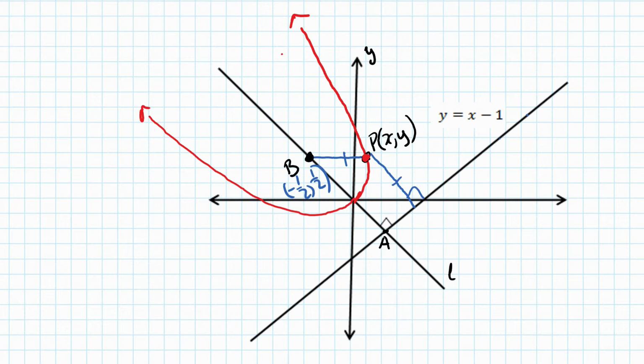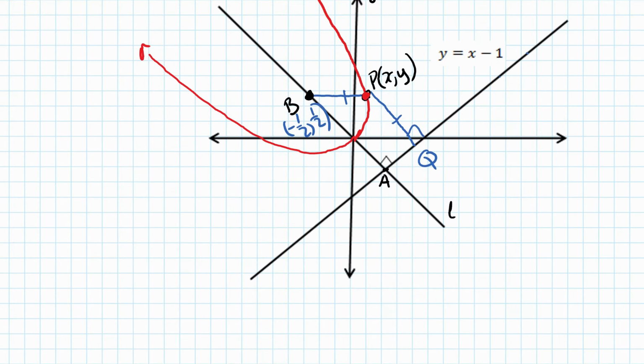I just name this Q first. So you know that both distances are equal. I just write down here somewhere: BP is equal to PQ. If I square both sides, they're still the same. So that's all I need to do. I just find the distance BP squared and the distance PQ squared and put them equal, and that will give you the locus of point P.